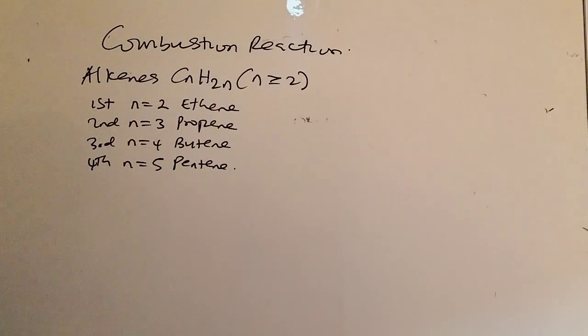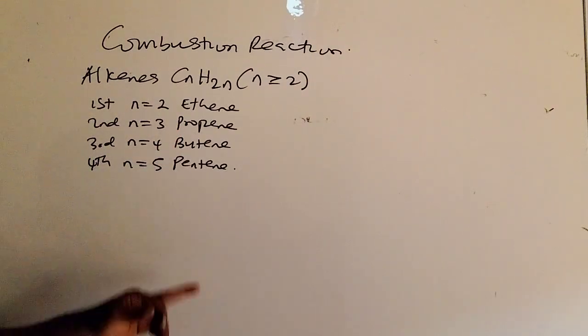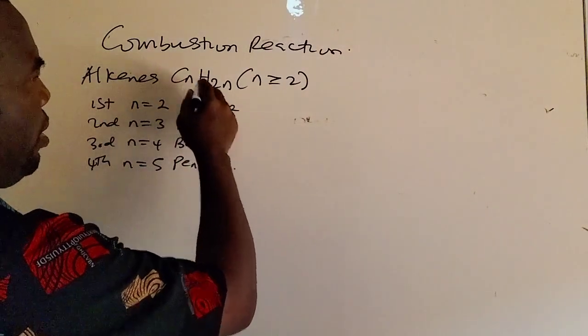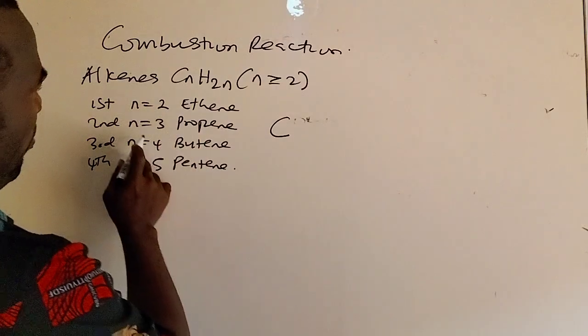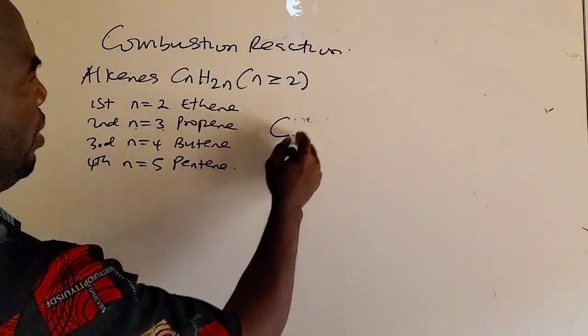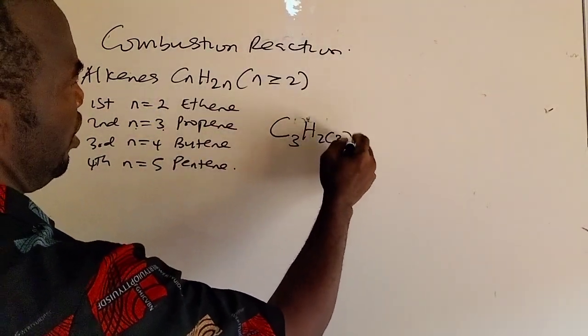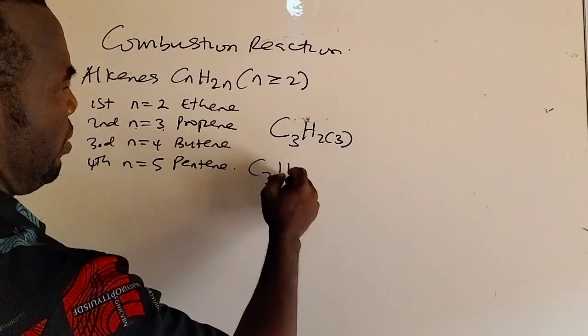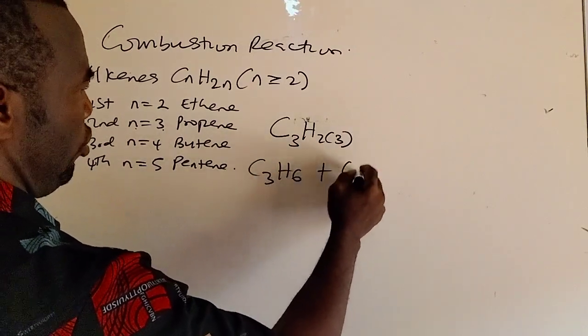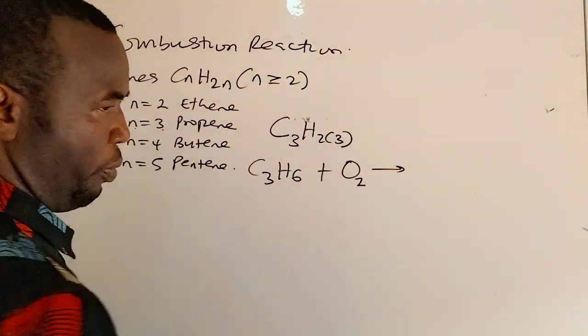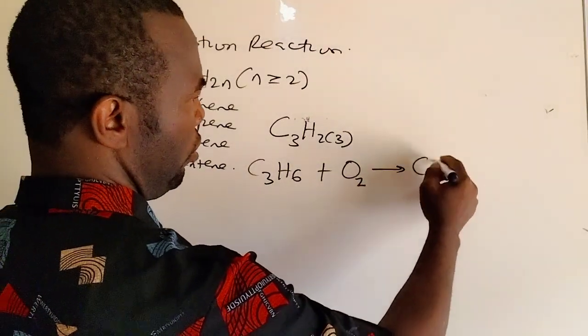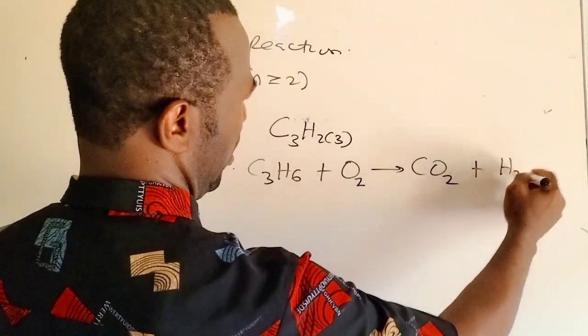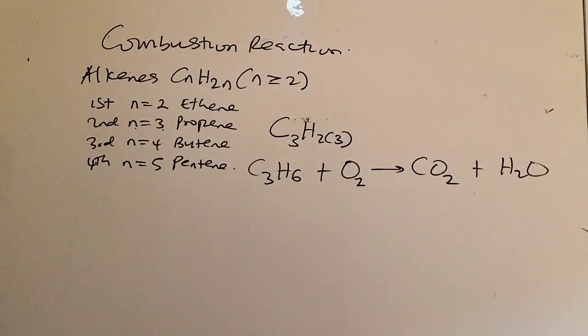So if I want to use, let's say, propene, what I'll do is replace this n with 3, because for propene, n is 3. C3H2 times 3 gives me C3H6. Then adding it to oxygen. When hydrocarbons burn, they produce CO2 and water vapor. CO2 and water vapor. So you can balance it.